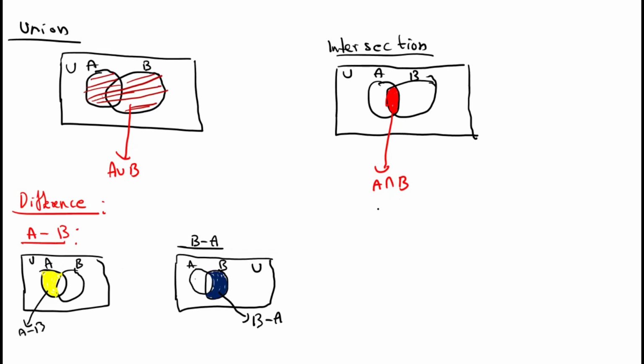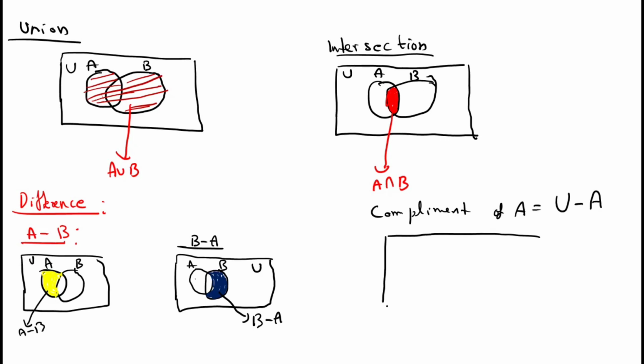Now draw the Venn diagram for complement. Complement of A. What is the complement of A? Complement of A is equal to U minus A. From the universal set, you need to subtract A. Draw the universal set, that is denoted by the rectangle. Then take set A, name it as set A. Actually you need to draw the circle.